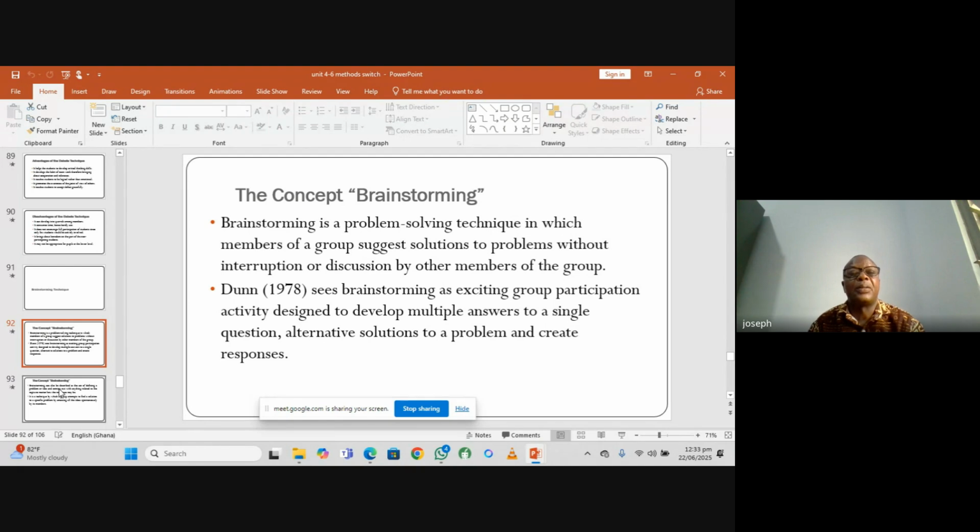The concept of brainstorming. Brainstorming is a problem-solving technique in which members of a group suggest solutions to problems without interruption or discussion by other members of the group. So when you are using brainstorming in the classroom, whatever your learners will say, you put them on the board without commenting on the response, whether they are correct or not. Then when they exhaust their views, you now help them to cross out the relevant information and you summarize the relevant ones that relate to the topic for your learners as your core point or the explanation or the definition of the concept.